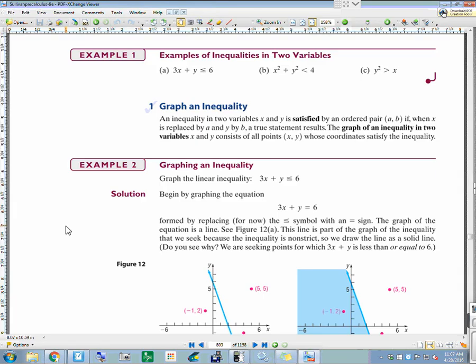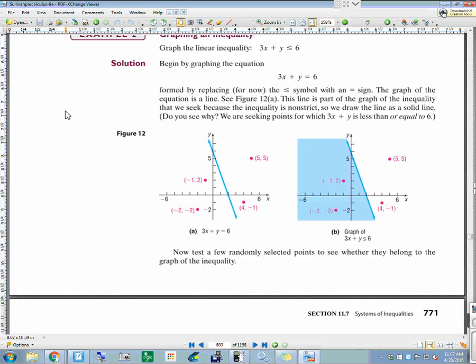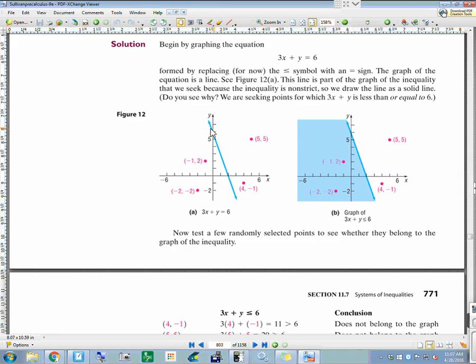Graphing inequalities follow the same steps that you do for graphing equalities, equations. Okay? You just got to make sure that you take a look at where the shading goes. So if I were to take a look at this one, I'm going to graph the line. I graph the line. It's shaded below it.